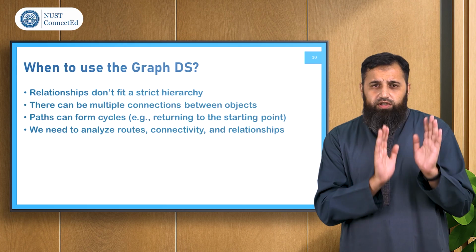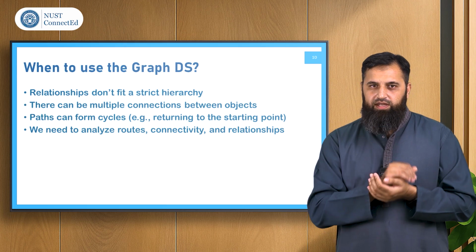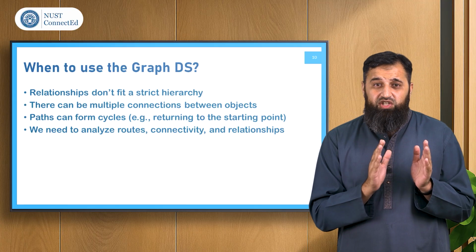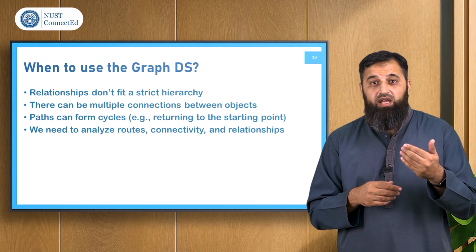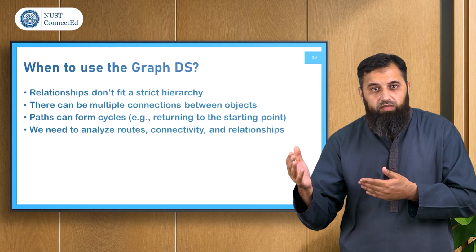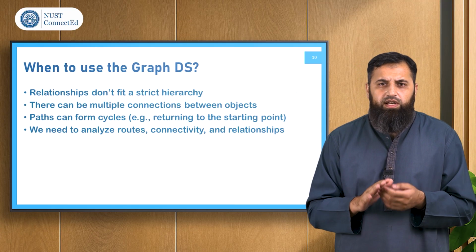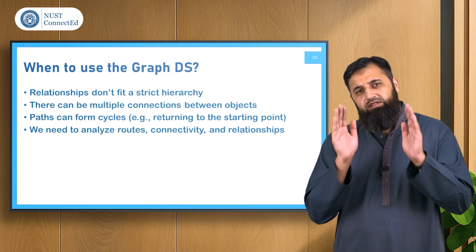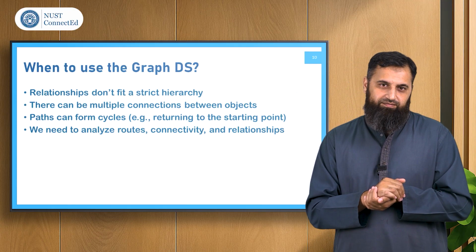Now, use graphs when relationships don't fit a strict hierarchy. There can be multiple connections between objects. Paths can form cycles, like returning to the starting point. And you need to analyze routes, connectivity, and relationships. These features make graphs suitable for complex setups.